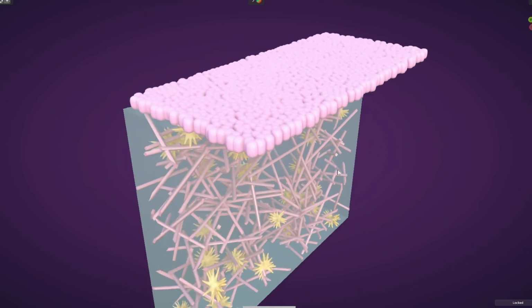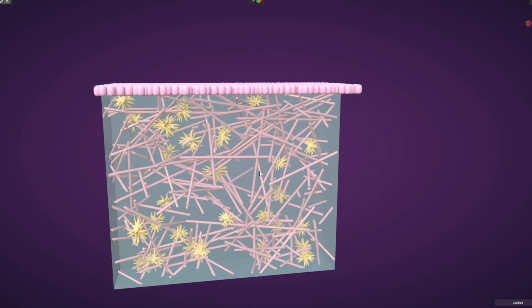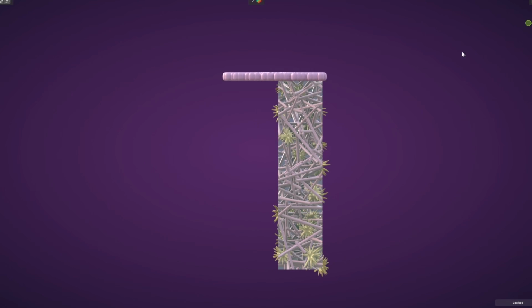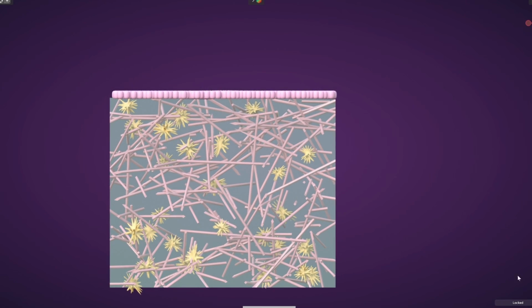Now, here we have the stratum basale. I'm just showing the stratum basale here, and below that we have a piece of developing dermis. Outside the stratum basale, there is another flattened layer of cells called the periderm, which I haven't shown in this 3D model.